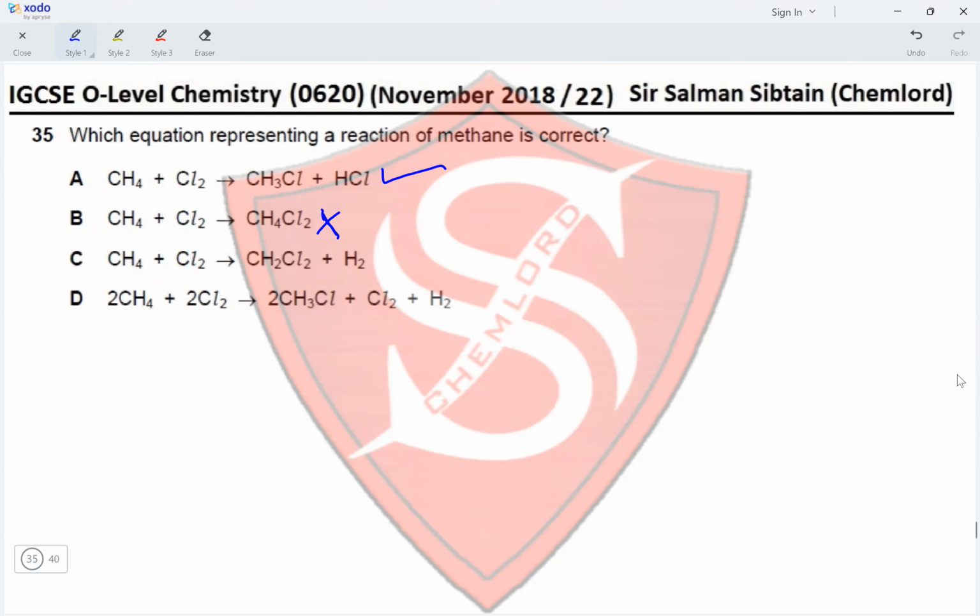Methane plus chlorine gives CH2Cl2 eliminating hydrogen gas. No, even if hydrogen atoms are eliminated, they make HCl, not hydrogen gas, as a product. And 2 moles of methane react with 2 moles of chlorine, forming 2 moles of CH3Cl plus 2 moles of HCl, not Cl2 and H2. So the correct option for this question is option A.